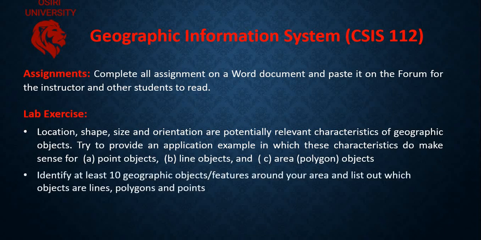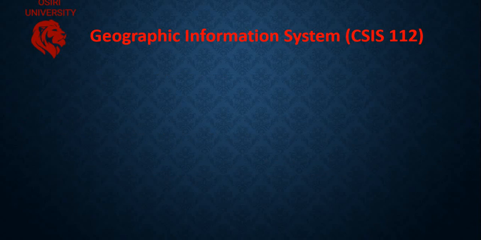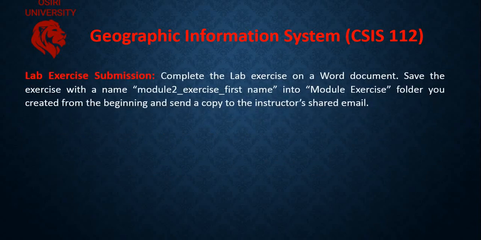Lab exercise 2. Identify at least 10 geographic objects and features around your area and list out which objects are line features, polygons, and points. At the end of this exercise, I'd like you to complete it in a Word document. Save the exercise with the name module 2_exercise_your first name in the module exercise folder you initially created at the beginning of this session and send a copy to the instructor's shared email.